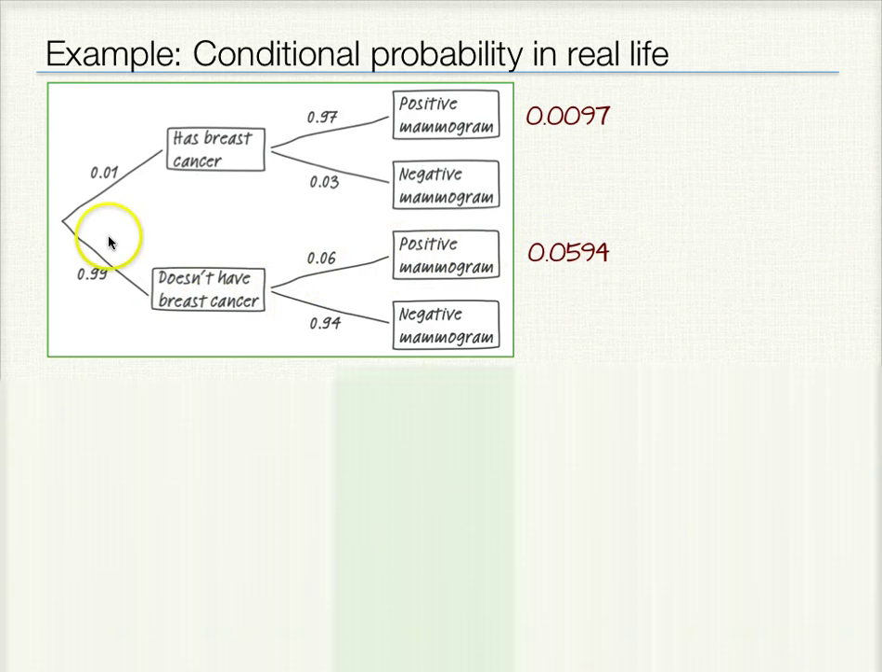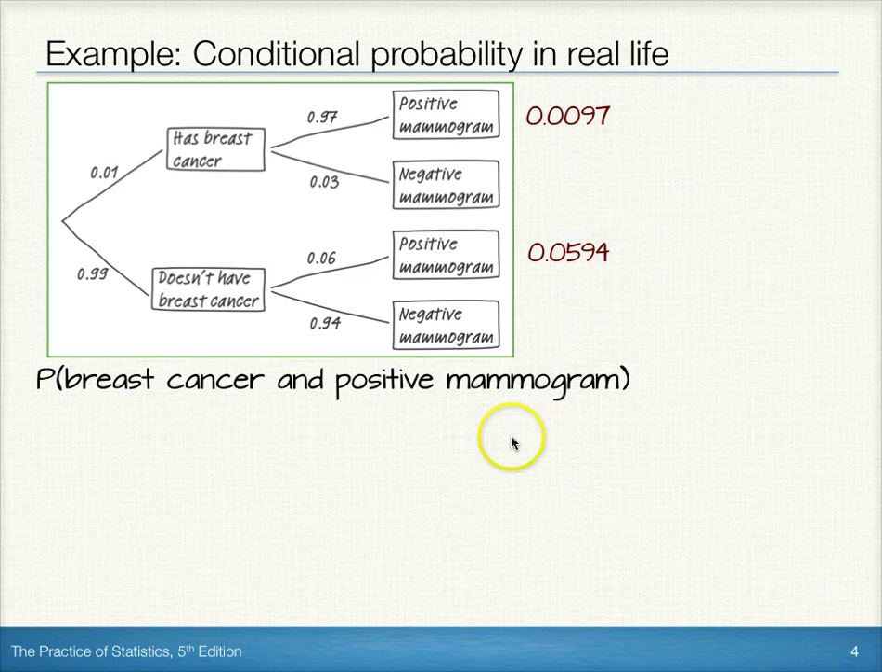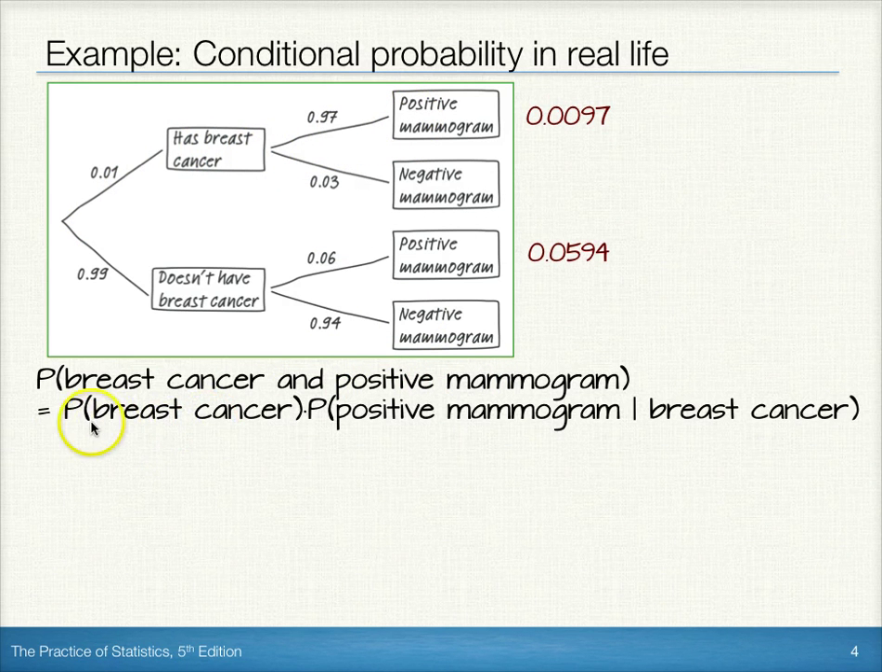What we need to do is find the probability of ending up at each of these ends of the branches. We have two disjoint paths throughout the tree diagram, and I have the probabilities noted here, but how did we actually get those? Well, the probability that you have breast cancer and a positive mammogram is found by multiplying down the tree across each branch. So we'll start with the probability of having breast cancer and multiply that by the probability you would then get a positive mammogram given you actually have breast cancer, or 0.01 times 0.97, giving us the 0.0097.